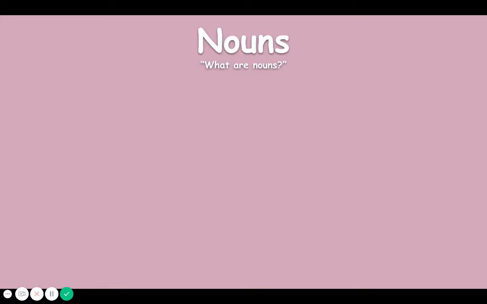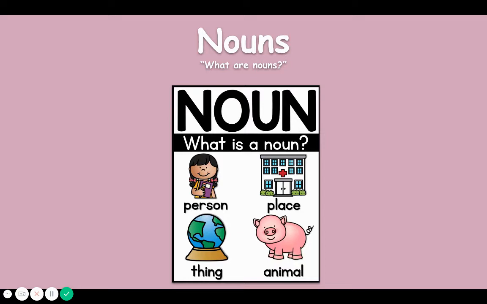Okay? In order to do this, we need to learn about nouns first. Okay, because this is also connected to English. So what are nouns? What is a noun? A noun is a person, a place, a thing, or an animal.